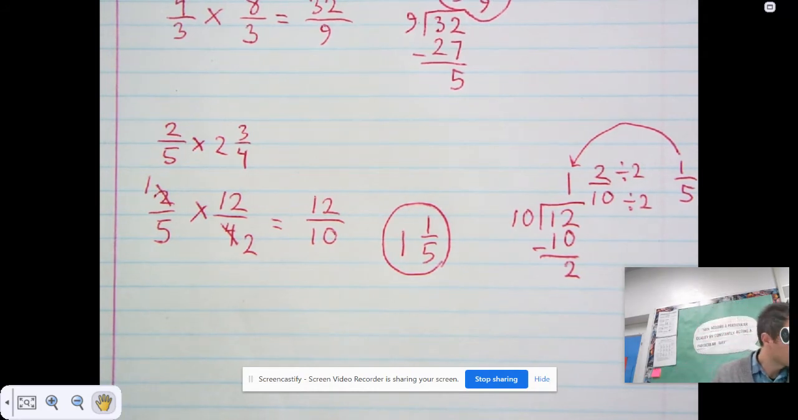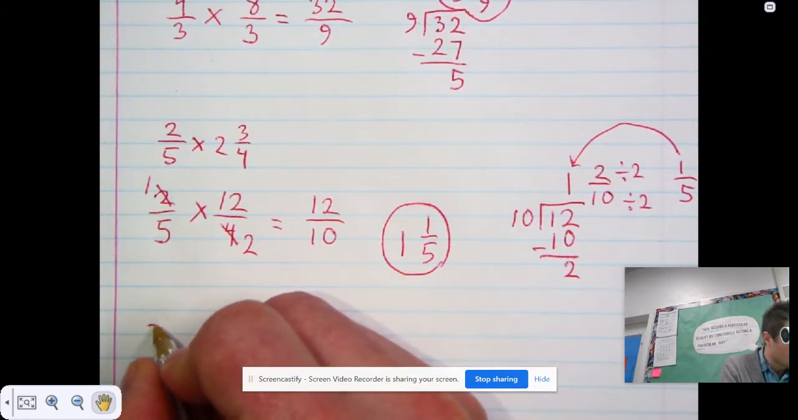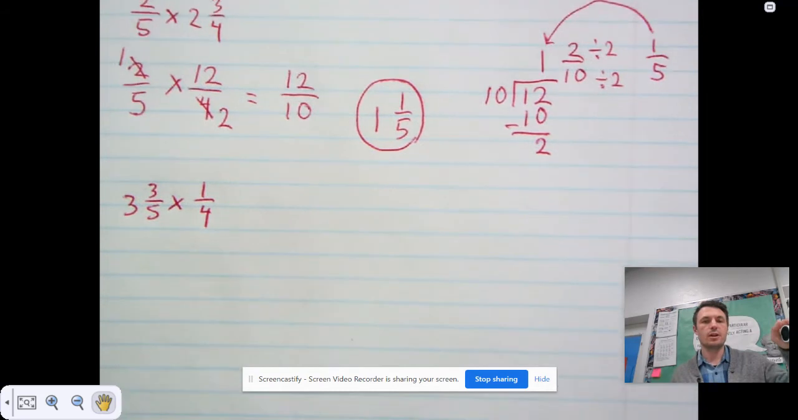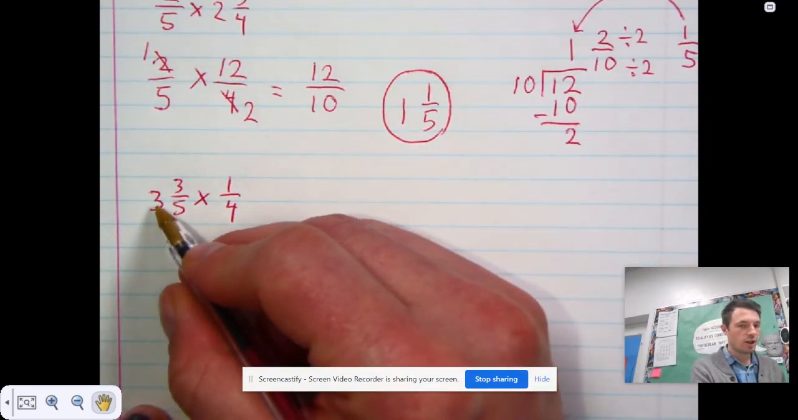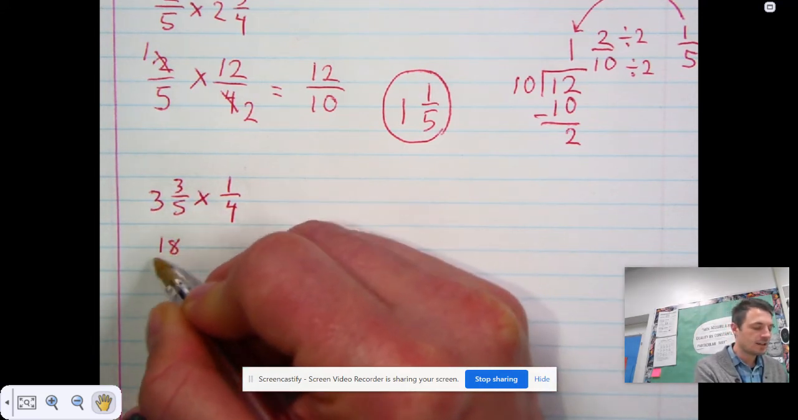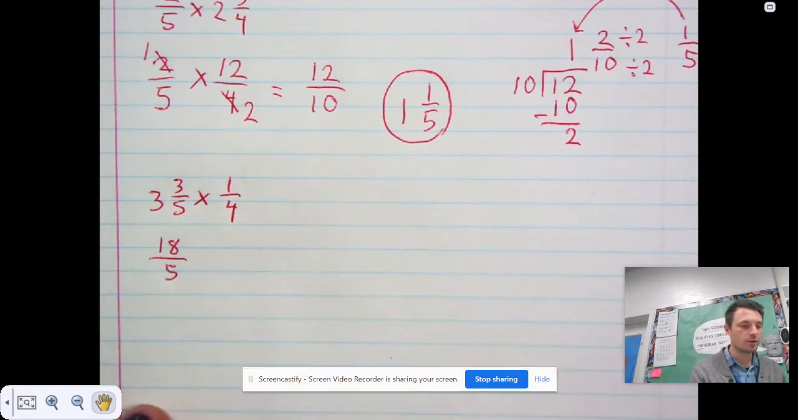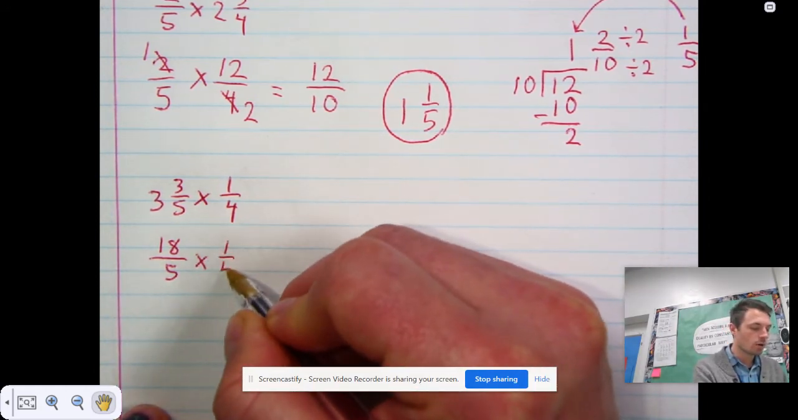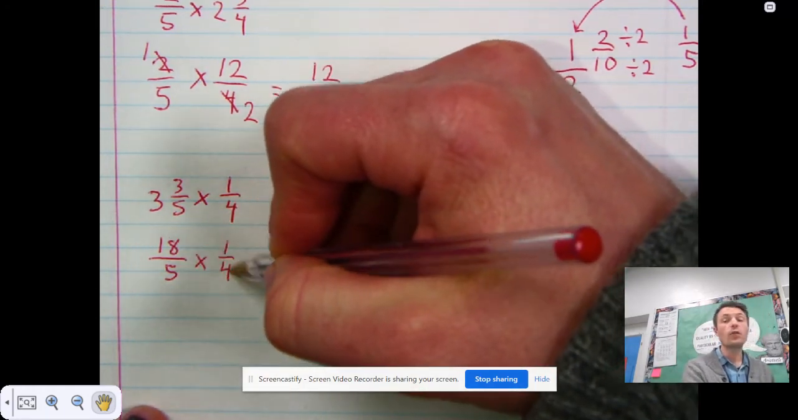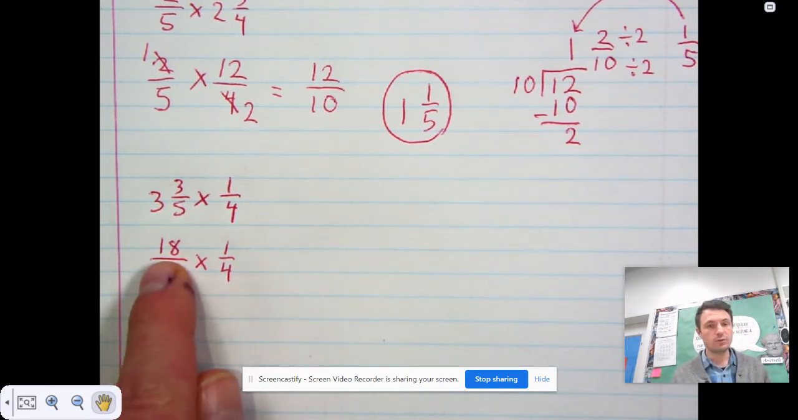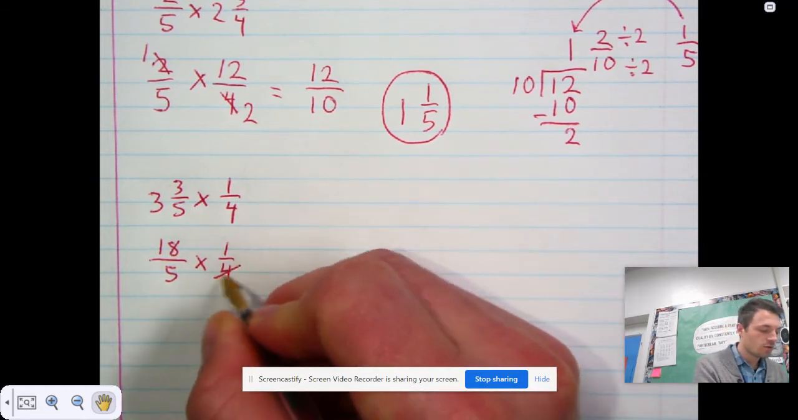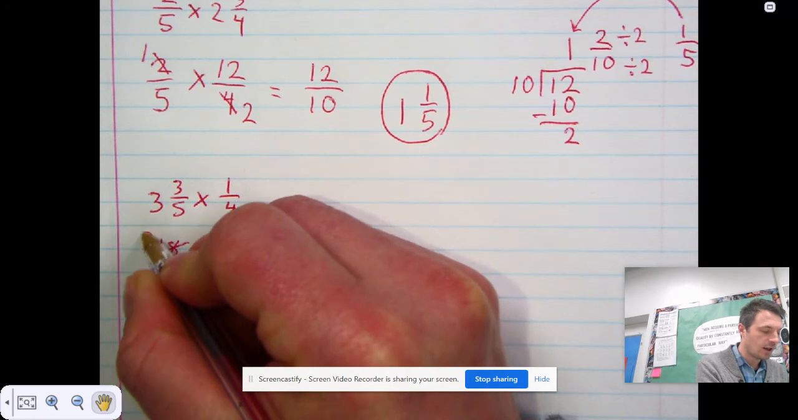Let's do another example. Let's do 3 3/5 times 1/4. So this is another mixed number times a fraction. And we have to change this mixed number into an improper fraction. 3 times 5 is 15, plus 3 is 18. So 18/5, because the denominator stays the same, times 1/4. And you can't cross cancel with 5 and 1, but you can with 18 and 4. Because even though 4 can't fit evenly into 18, 2 can fit evenly into both 18 and 4. So 2 can fit into 4 2 times, and 2 can fit into 18 9 times.